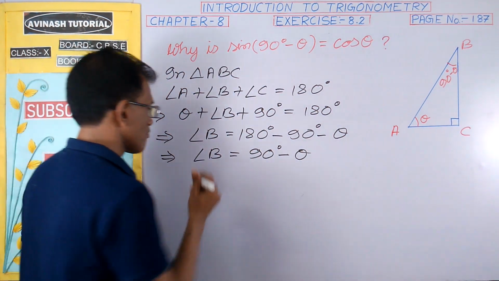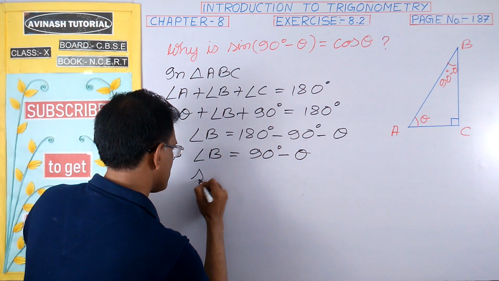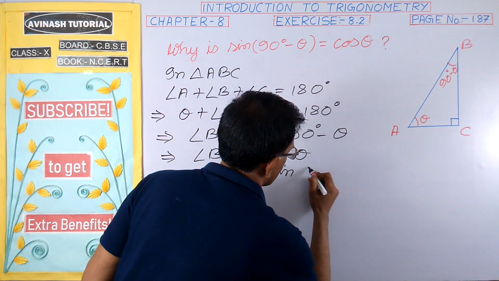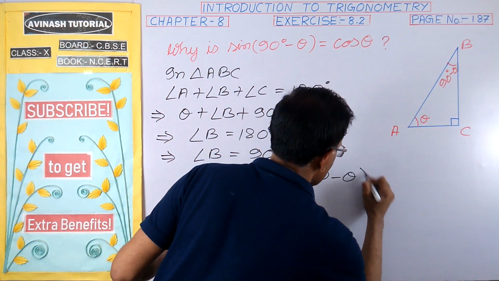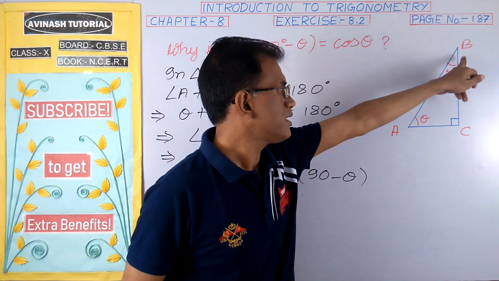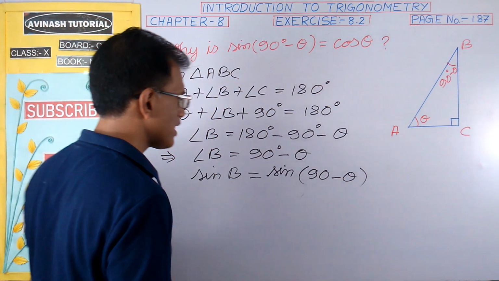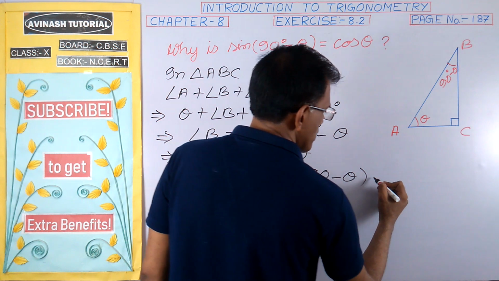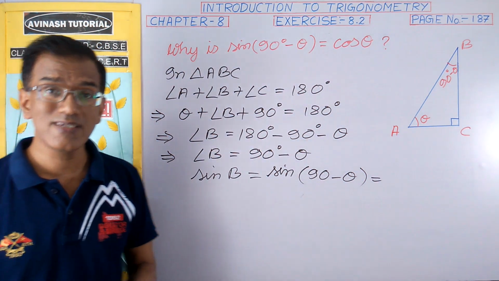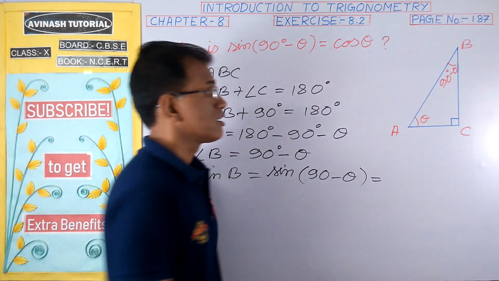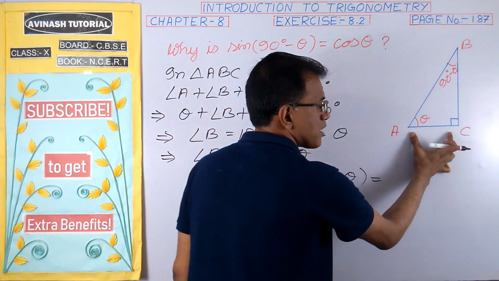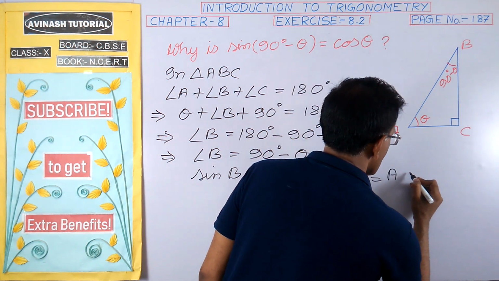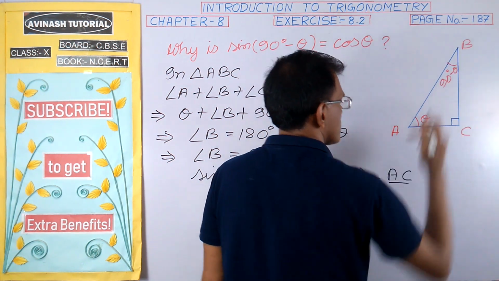Now sine B is equal to sine 90 minus theta. Okay, sine B is equal to sine 90 minus theta because the value of angle B over here is 90 degrees minus theta, and we know that sine theta is perpendicular by hypotenuse. Here, since this is theta, this will be the perpendicular. So we get sine 90 minus theta is equal to AC by hypotenuse AB.